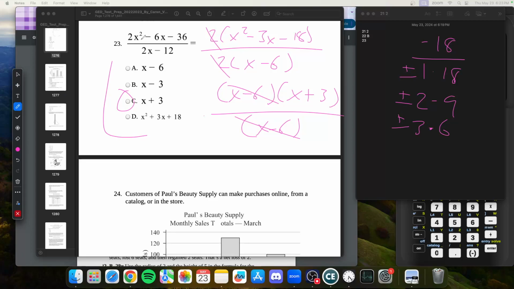So here you have to recognize that you can factor out a 2 on both the top and the bottom. The 2s cancel. Here you need to factor x squared minus 3x minus 18. That factors into x minus 6 times x plus 3. The x minus 6 cancels. You're just left with x plus 3.